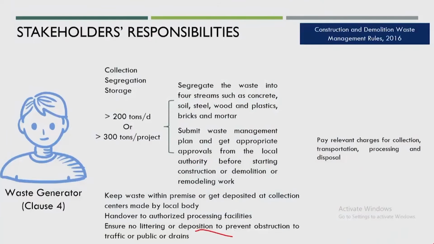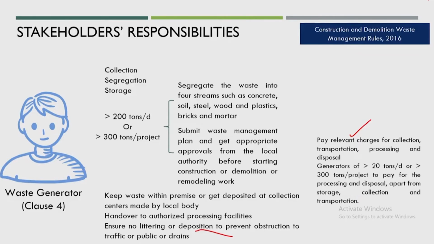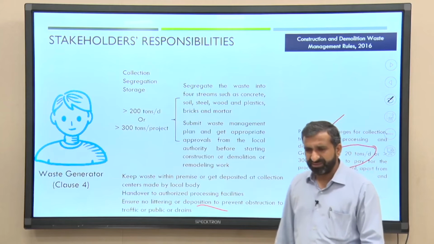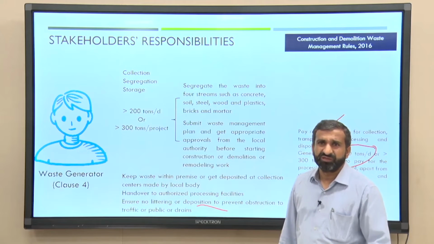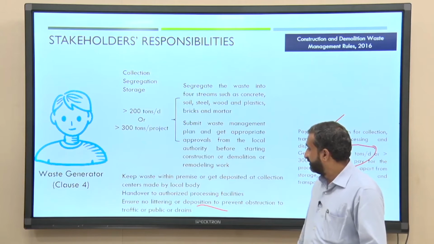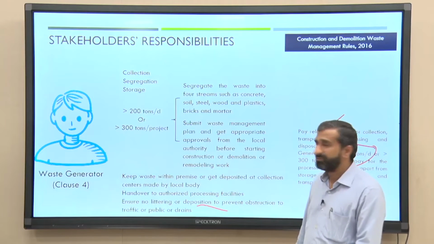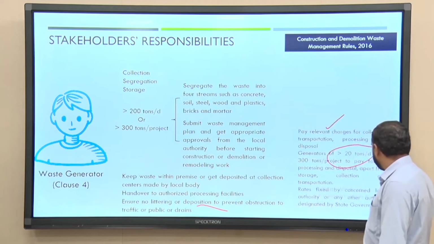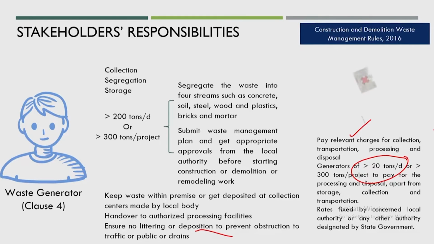And also you have to pay the relevant charges, based on whatever charges are applied or asked by the local authorities. The generators of more than 20 tons per day or more than 300 tons per project have to pay for the processing and disposal, apart from storage, collection and transportation. So, this payment is normally only for 20 tons per day or 300 tons per project. So, mostly in this case only the big construction industry is involved. Obviously, because they have to dispose of the waste, they have to pay some charges also, at the rate fixed by the concerned local authority and any other authority designated by the state government.